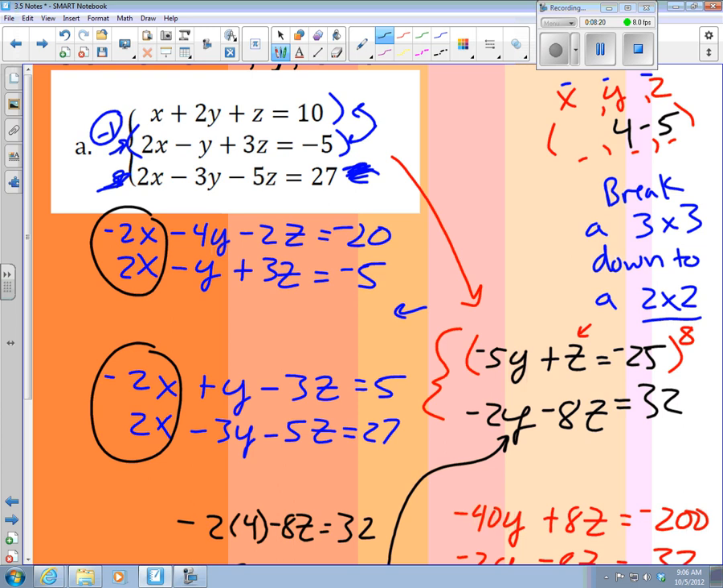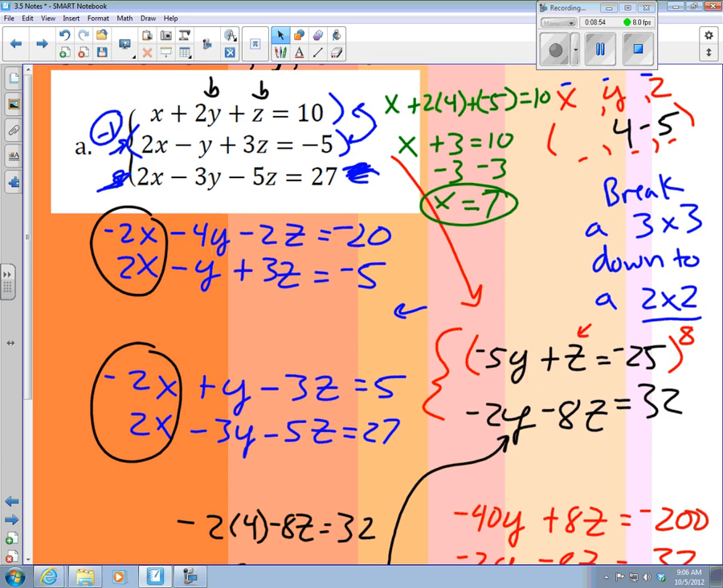How do we find x? Well, we'll go to the first equation. Plug in the y we have now and plug in the z we have now. I'll do that right here. X plus 2 times 4 plus the -5 equals 10. So x, this is going to be 8 minus 5. 8 minus 5 is 3 equals 10. Subtract 3 from both sides, and I get x equals 7. And there it is.